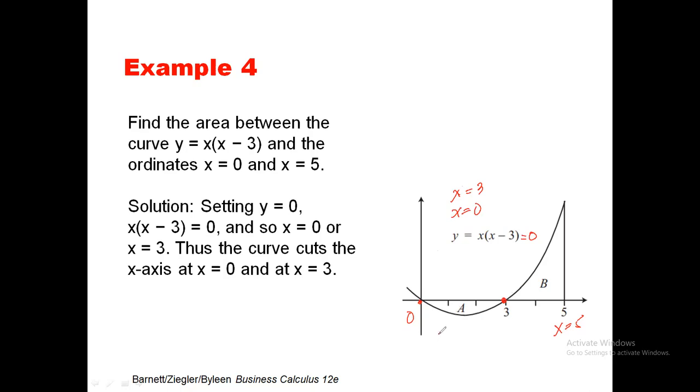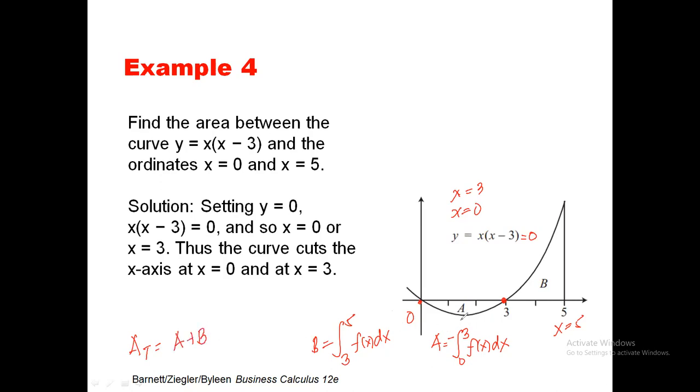So for area A, that would be the negative of the function integral. Your limits will be from 0 to 3. For B, since it's above the x-axis, that would be your function of x, dx. It's positive now. The limits would be from 3 to 5. The total area should be equal to A plus B.